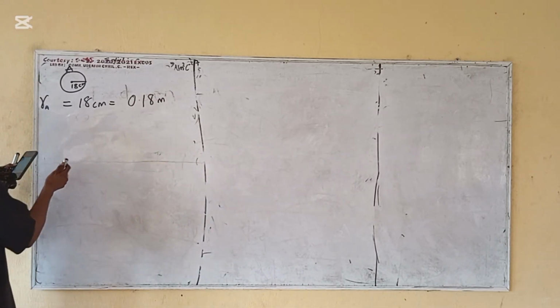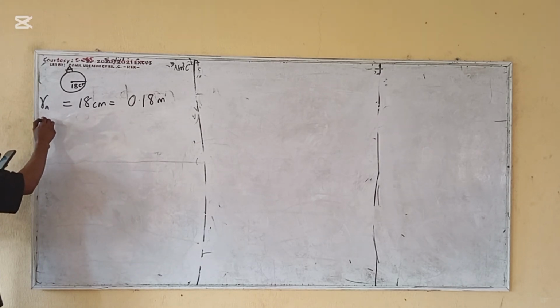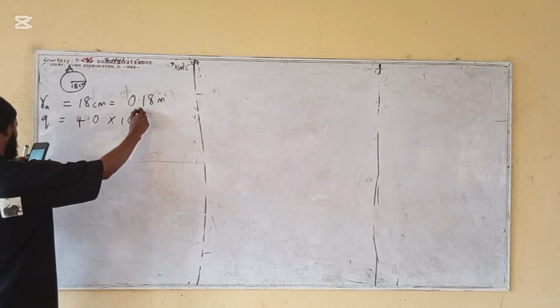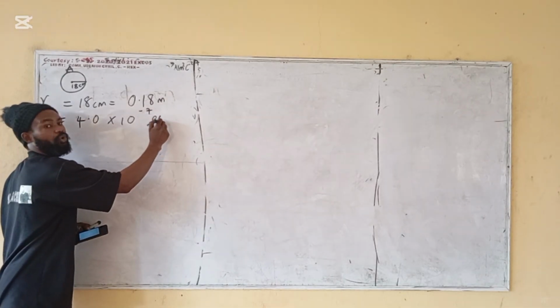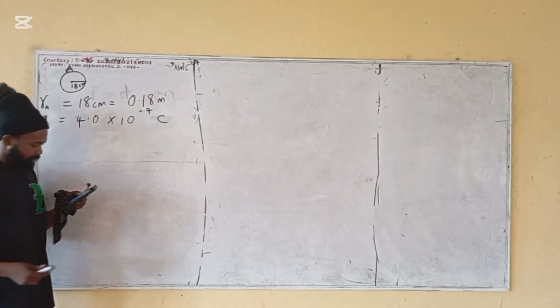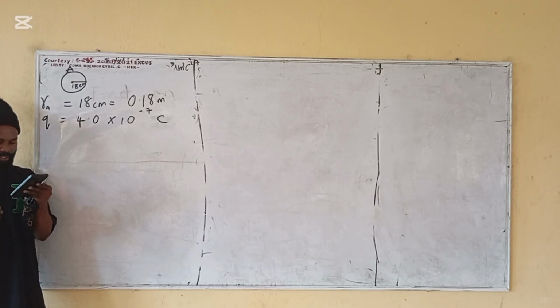Then they said it carries a charge Q of 4.0 times 10 raised to power minus 7. You know that if they give this in microcoulombs, you should convert it to coulombs. Always remember, convert to the unit. We even learned all these things in the first semester, that units are important.